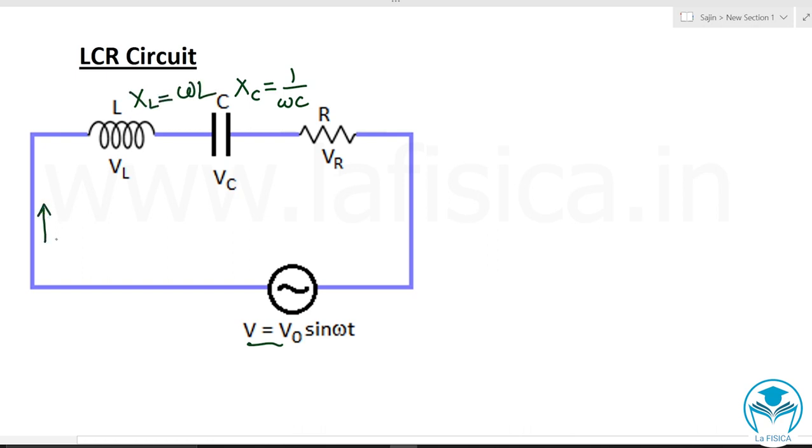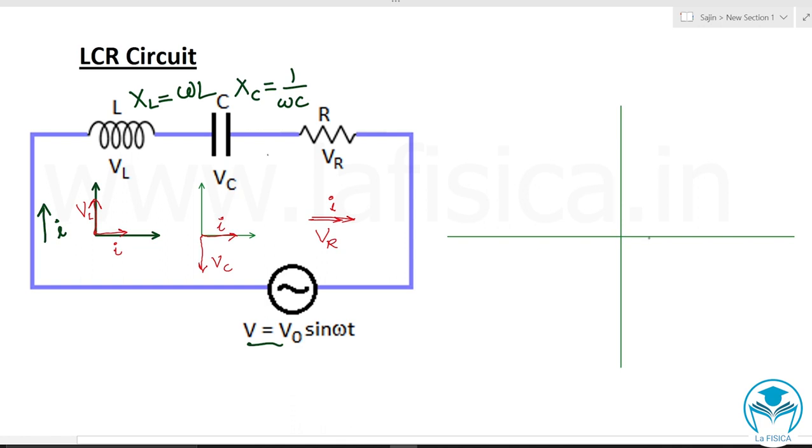See, the current is flowing in this direction, and if we draw the phasor diagram for each component, in the case of inductor, voltage leads by 90 degrees. That is, voltage is in this direction, current is in this direction. In the case of capacitor, voltage lags by 90 degrees. That is, current is in this direction and voltage is in this direction. In the case of resistance, voltage and current are in phase. That is, I and V are in phase.